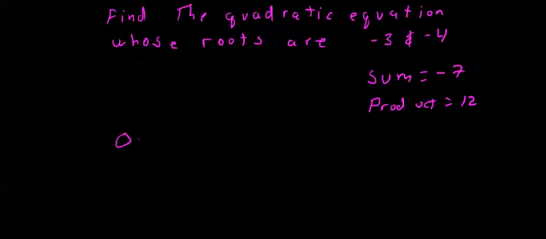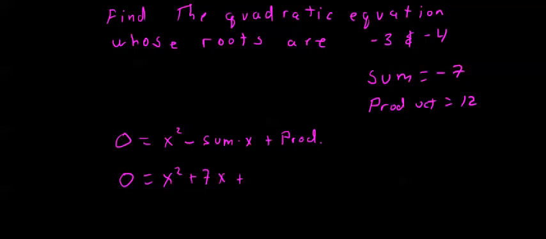Got to have a 0 there. 0 equals x squared minus the sum times x plus the product. So 0 equals x squared minus -7, plus 7x, plus 12, my product. All right, our roots are -3 and -4.